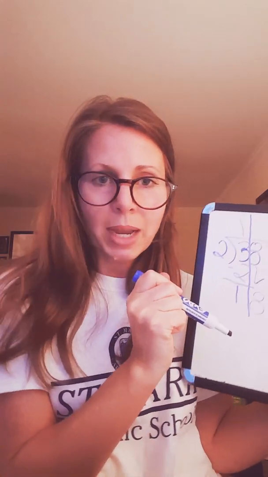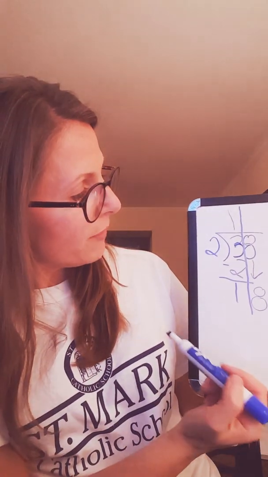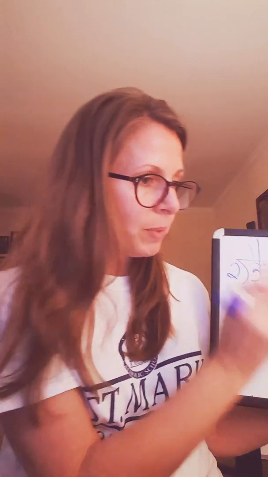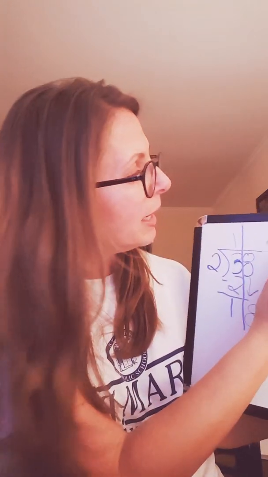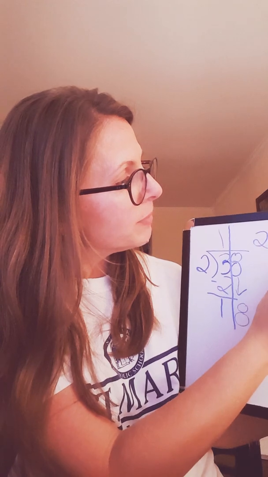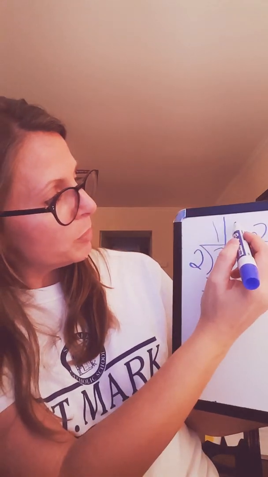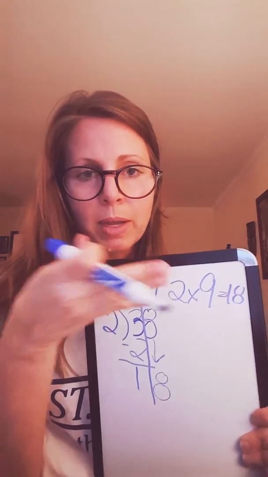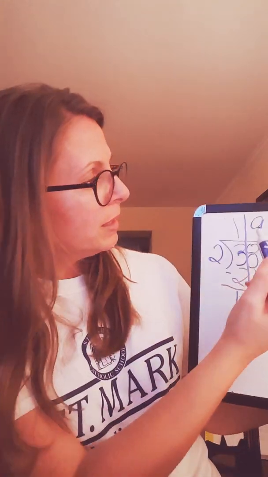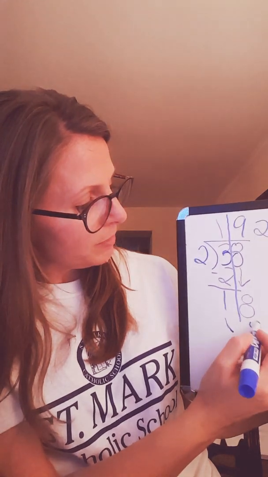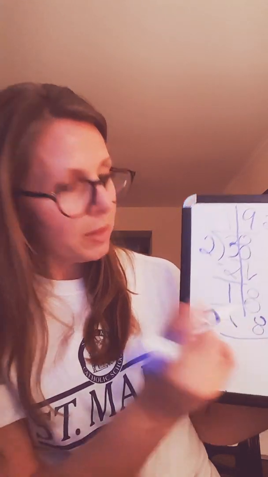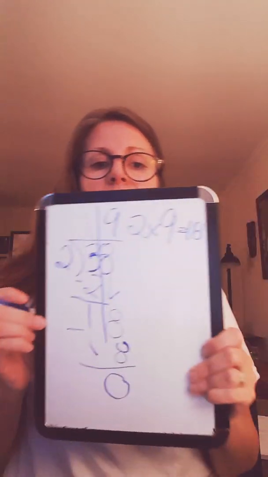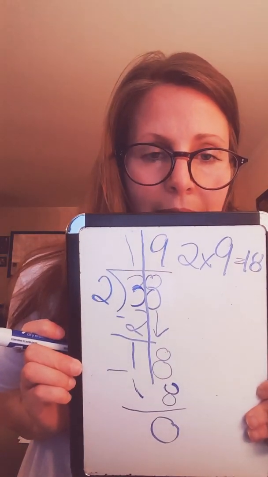Divide, multiply, subtract, bring down. So now we have 18. We know that 2 times 9 is 18. So let's try 9 here. We'll put 9 up top. If it's part of the quotient, it needs to be on top of the diving board, right? 9 times 2 is 18. And down here we subtract and we get 0. Sorry, it's hard to write this way. There we go. So the answer is 19.